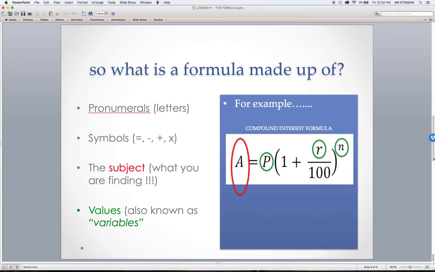Always. Number 2 are values, and you can see these circled in green. Values are also known as variables. They are the pronumerals, the values that we have to use in our formula to solve it. In this case, again, the compound interest formula has 3 different values or variables: P, the principal, R, the rate, and N, the number of terms.